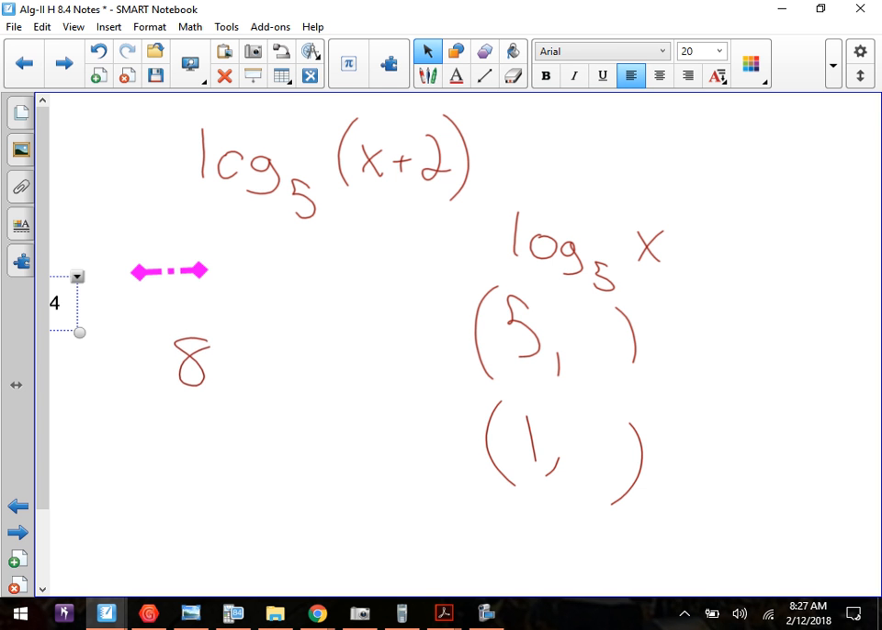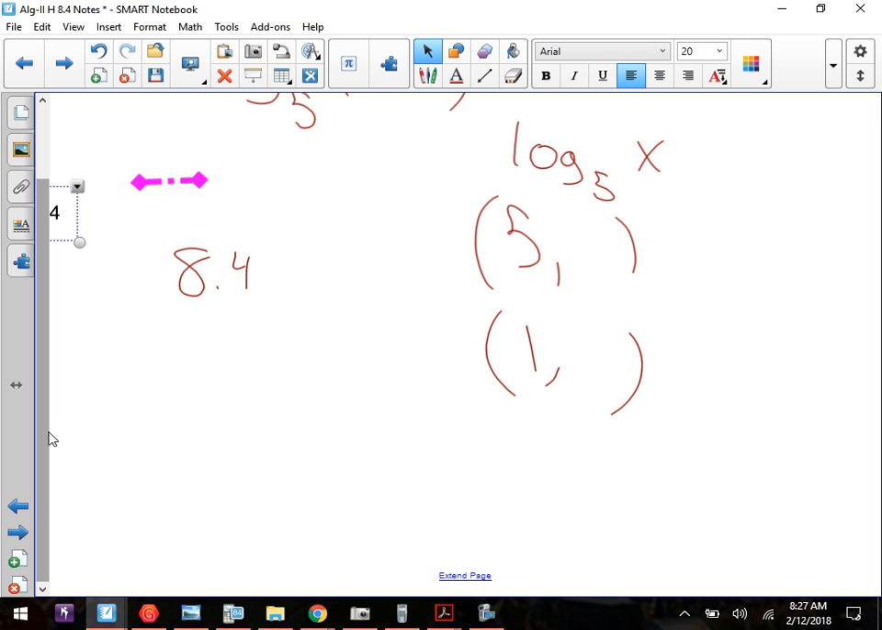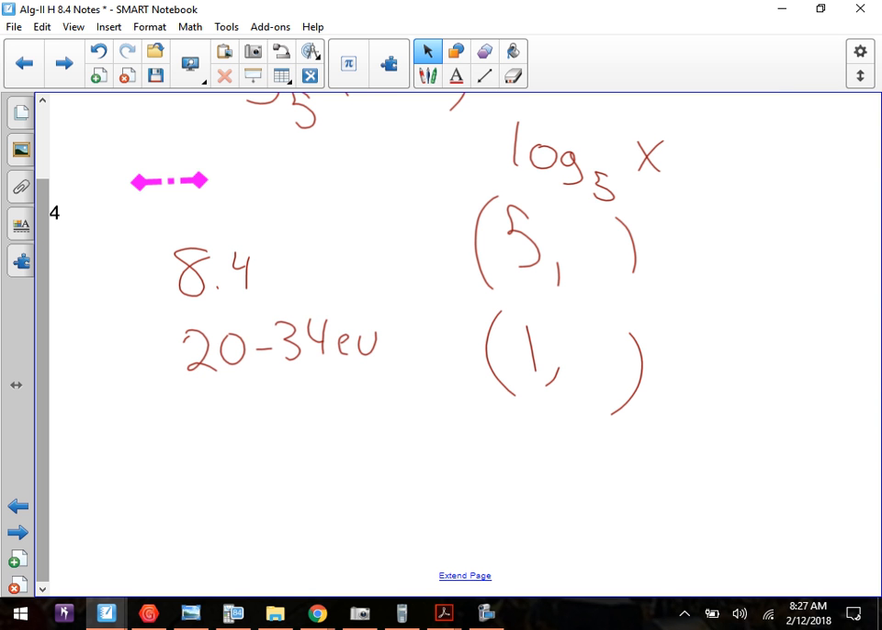So this is on 8.4. I got to post the PDF. Let's go 20 to 34 even. 48, 64 even, and 66. We'll just start with those. Yes. 2 points, because then you shift off. All right. We'll start with those. We'll shift and go. I'll get that PDF posted probably during the passing period. Okay?